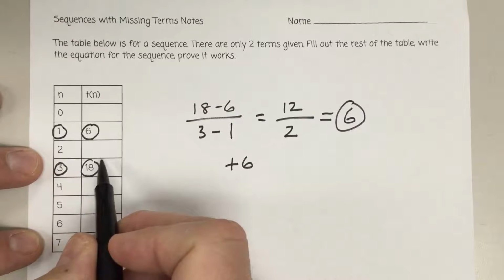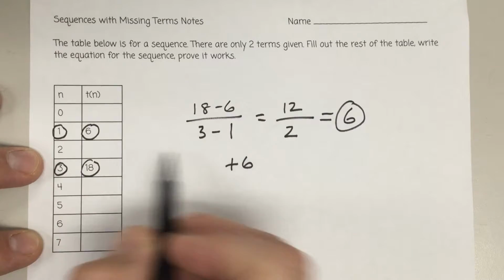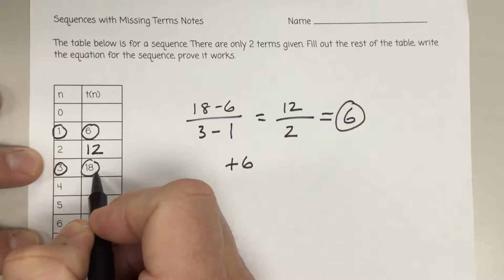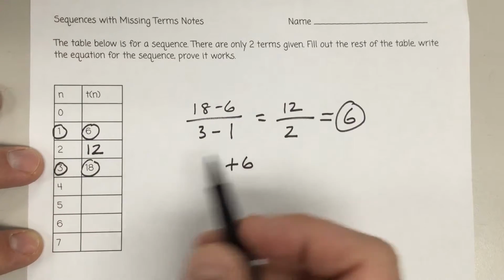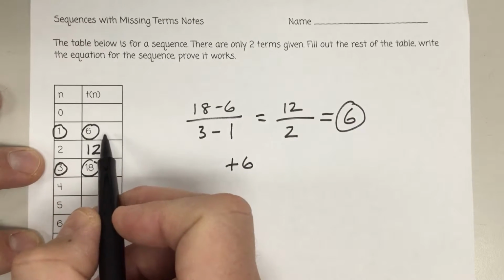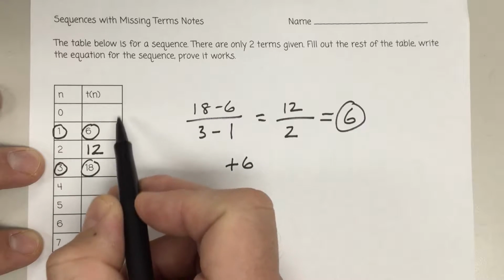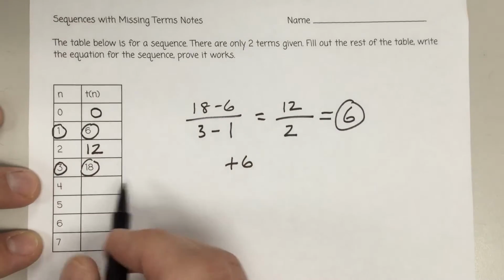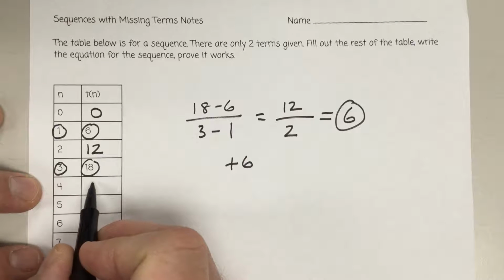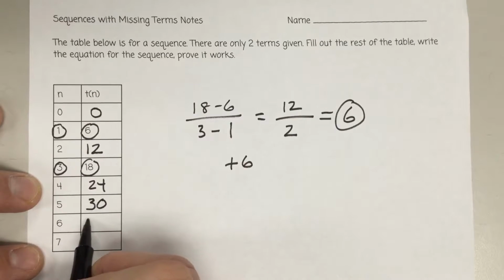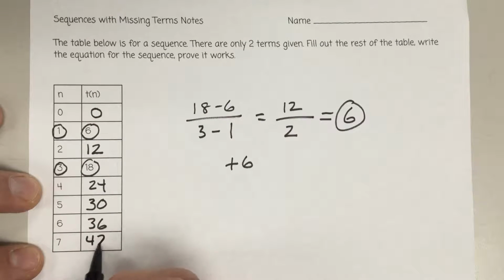So now I can fill in the missing term because I would take 6 and add 6 to it and get 12. If I add 6 more to 12, I get 18, so I know that it's working. And now I can just fill in the rest of the table. So the 0 term, instead of adding 6, if I go backwards on the table, I would subtract 6. So that would be 6 minus 6 is 0. Going forwards on the table, 18 plus 6 would be 24. 24 plus 6 would be 30, 36, and 42.